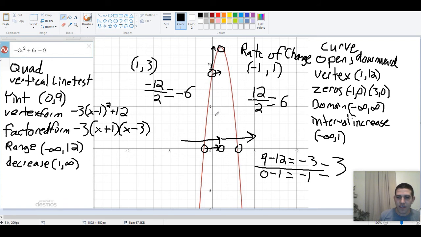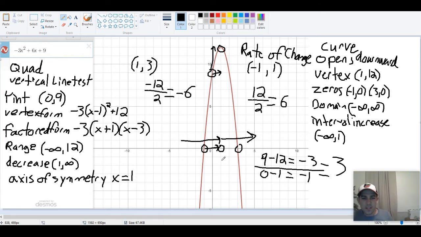What is left? How about the axis of symmetry? We forgot that. Axis of symmetry is always the x of my vertex. Axis of symmetry is x equals, where's my vertex? 1. X equals 1. Always taking the easy ones. Alright, it's time to break out the transformations.